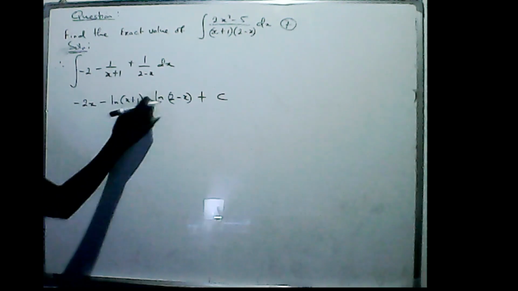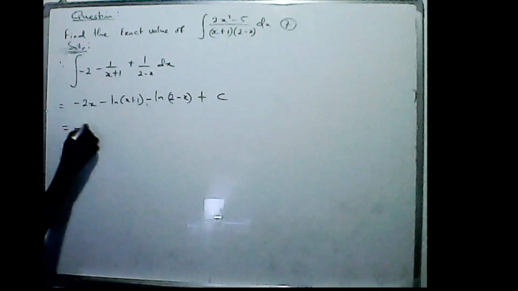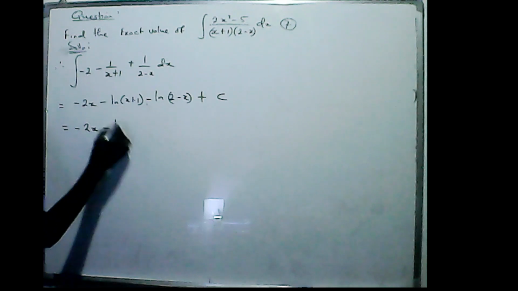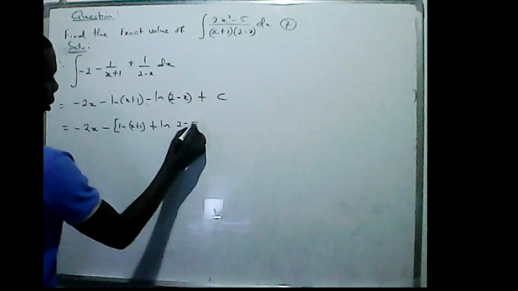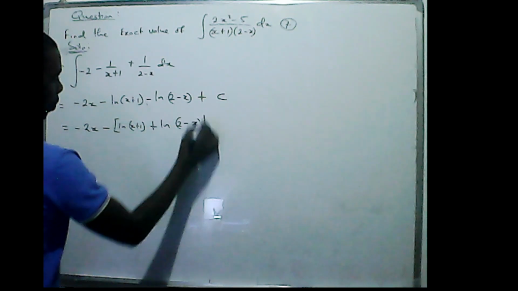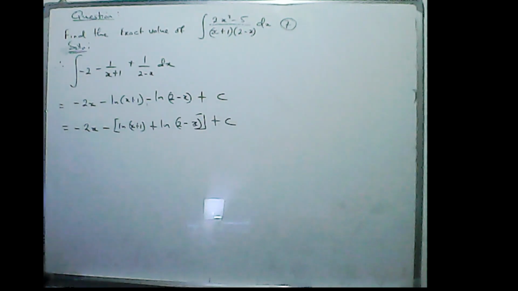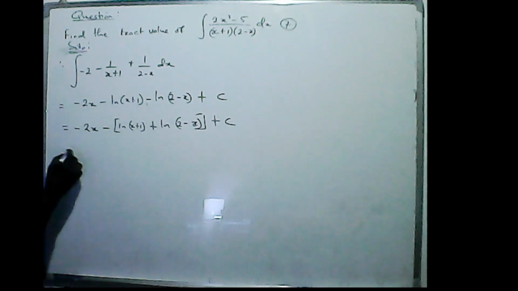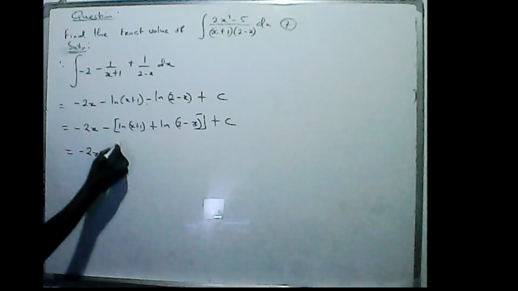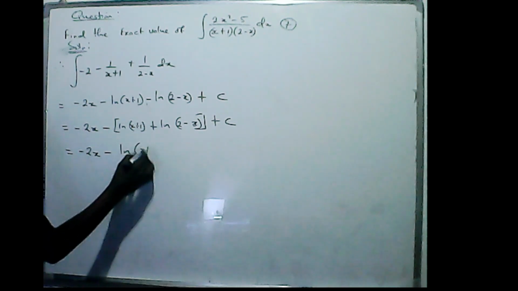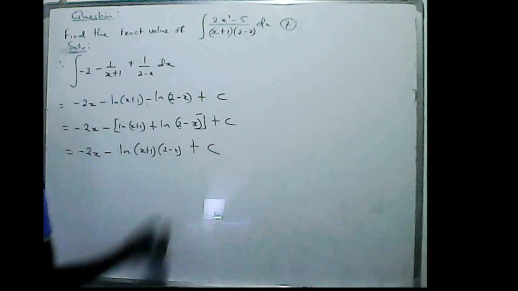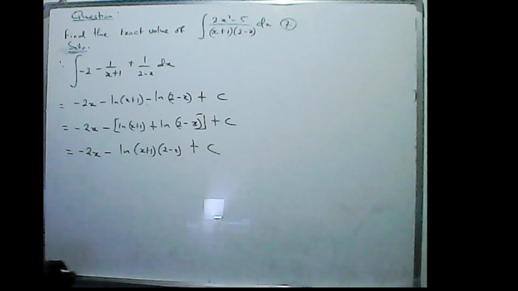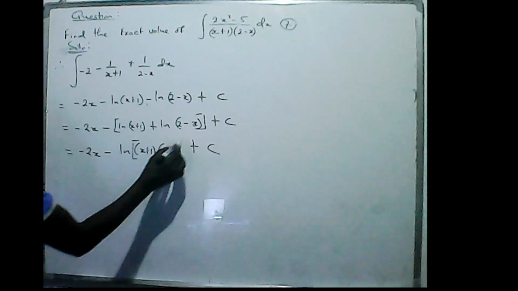Now if we factor out the negative here, we have negative 2x minus, in brackets, ln of x plus 1 plus ln of 2 minus x plus a constant of integration, right? Now, using laws of logarithms, we have negative 2x minus ln of x plus 1 times 2 minus x plus a constant of integration. That will be our final solution here.